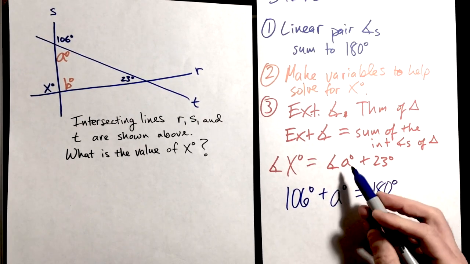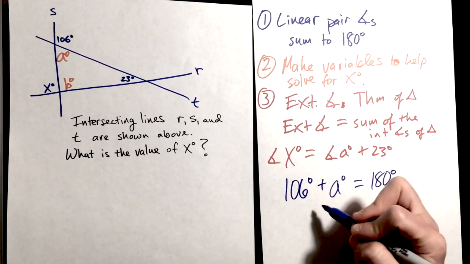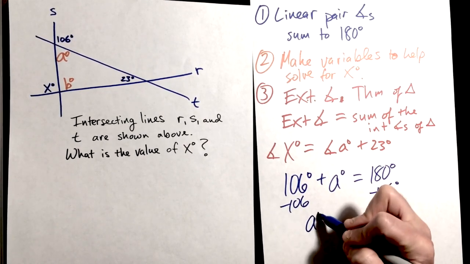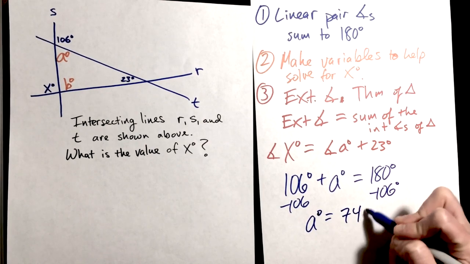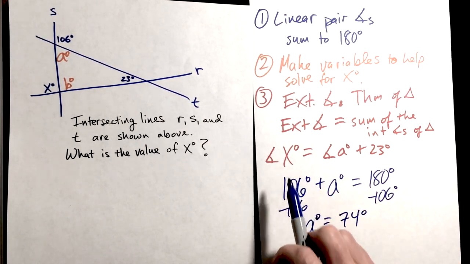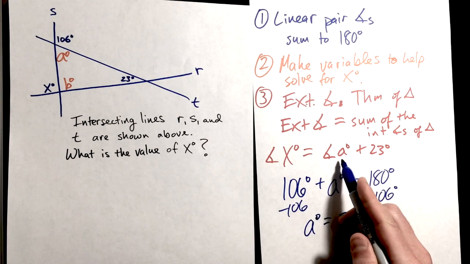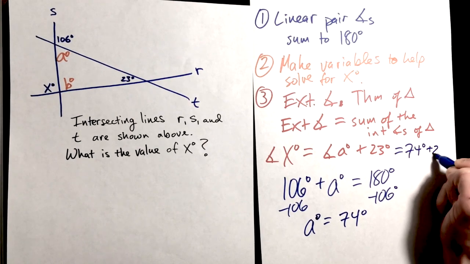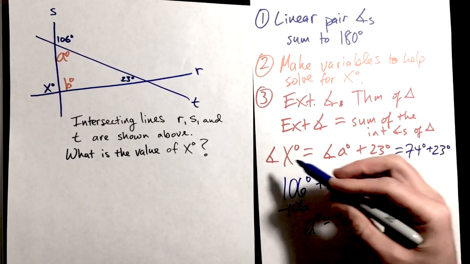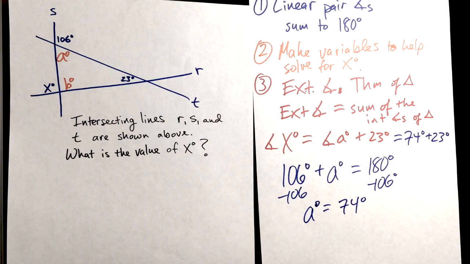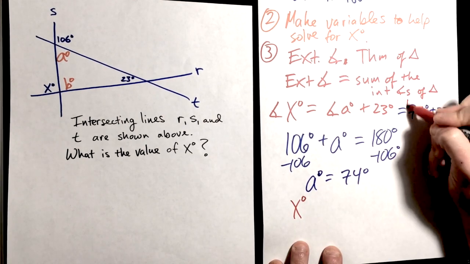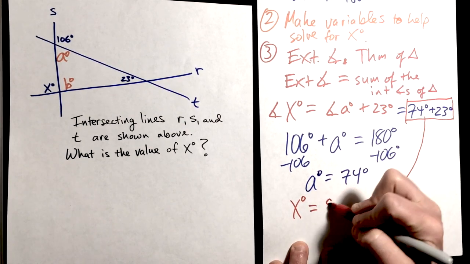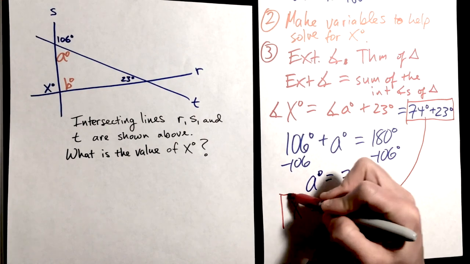So we subtract 106 from both sides, in degrees, and we get that A equals 74 degrees. And then, oh, wait a minute. The measure of angle x equals the measure of angle A plus 23 degrees. So it's going to be 74 degrees plus 23 degrees. That's going to give us angle x. So x degrees is going to equal 97 degrees.